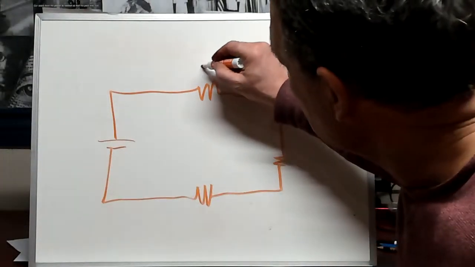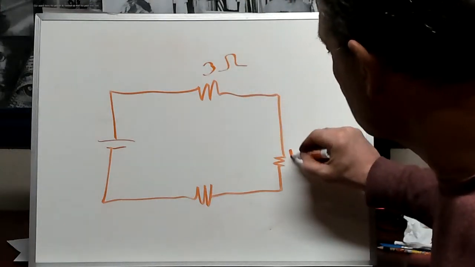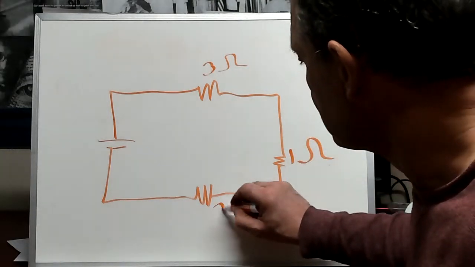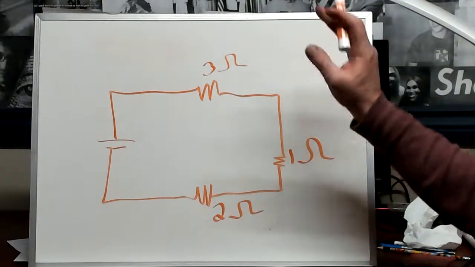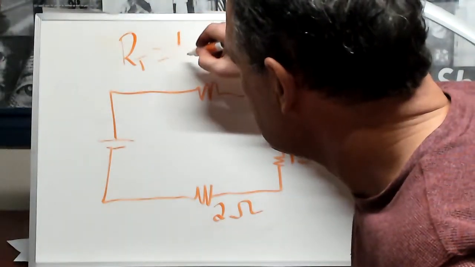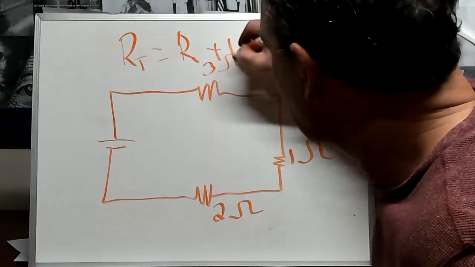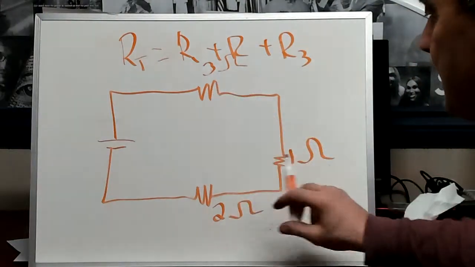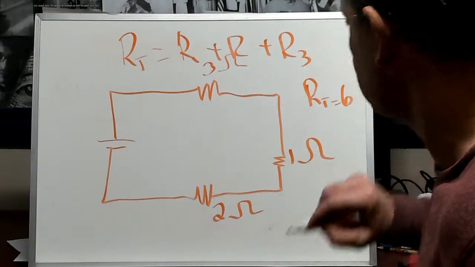The second rule, we're going to give these some value. We're going to call this 3 ohms, this 1 ohm, and this 2 ohms. So circuit resistance is simply RT equals R1 plus R2 plus R3. We could add those up, 3, 4, 5, 6. RT equals 6 ohms.